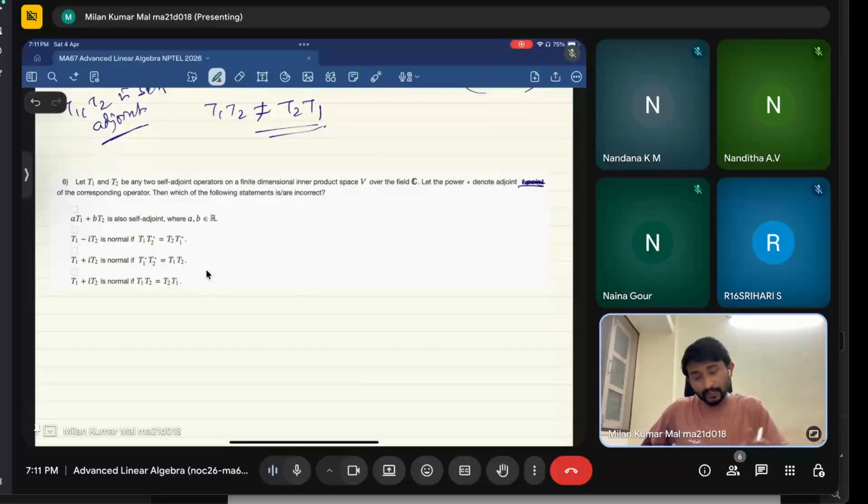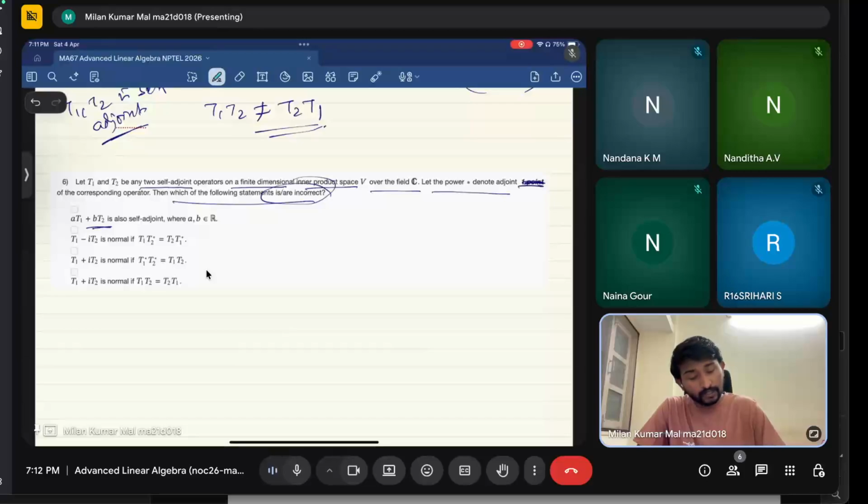So we have checked in the previous problem that AT1 plus BT2 will be self-adjoint if and only if A and B are always real. If they are not real, then that will not be self-adjoint. That's very much clear. Okay. So that means this option is correct. Here I have to find the incorrect option. So this option is correct, which means as an answer, this is not the option to choose.